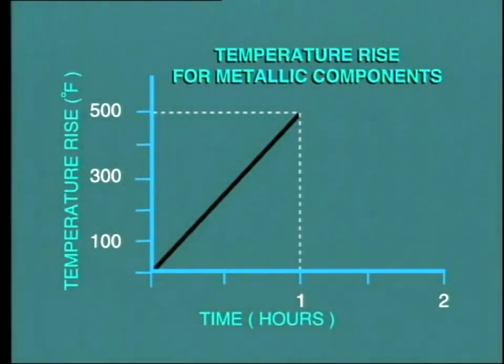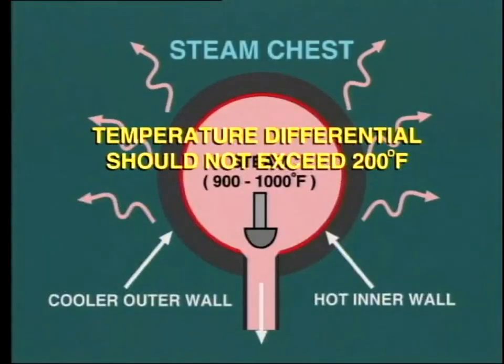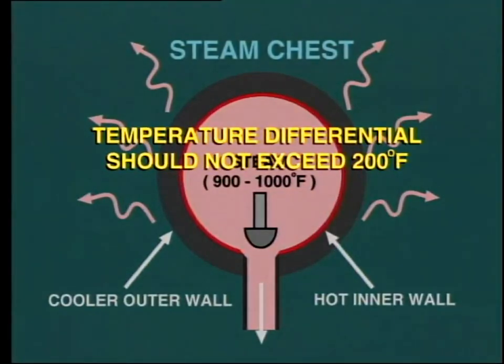One commonly used rule of thumb states that the temperature rise of metallic components should not be allowed to exceed 500 degrees Fahrenheit per hour, that is, 8 degrees Fahrenheit per minute. Another accepted limit states that the temperature differential across the walls of pipework, steam chest, and so on should not exceed 200 degrees Fahrenheit. On most modern turbines, thermocouples are embedded into metal components at various strategic points, such as the steam chest and shell inner and outer surfaces.